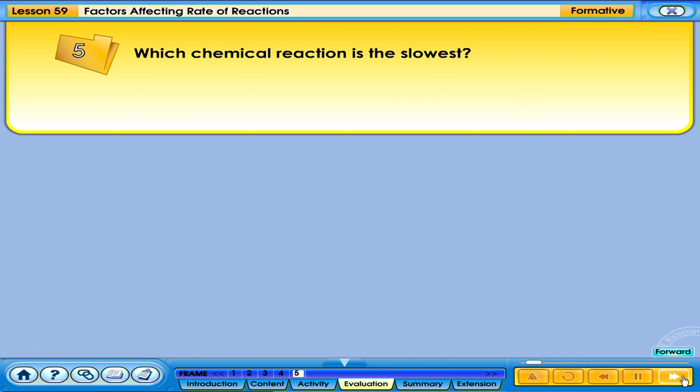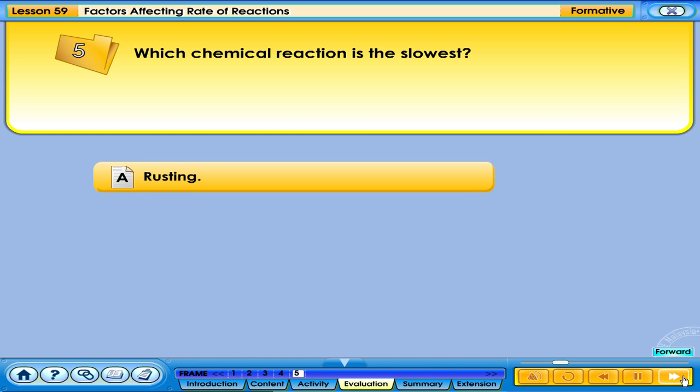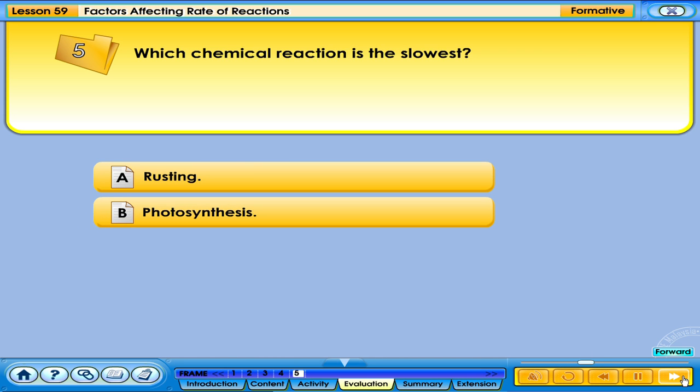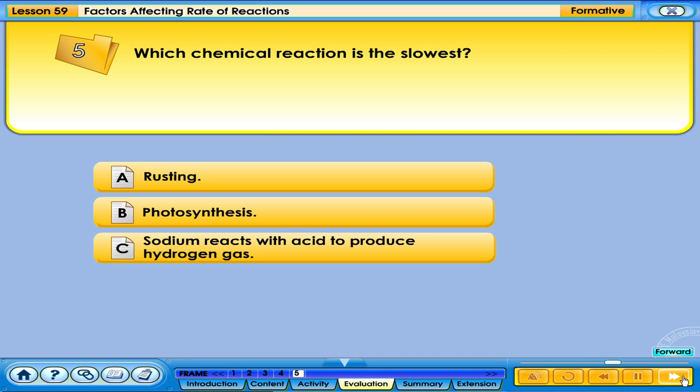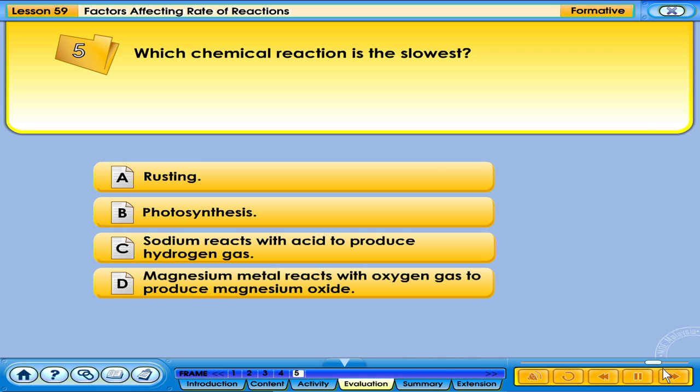Which chemical reaction is the slowest? A. Rusting. B. Photosynthesis. C. Sodium reacts with acid to produce hydrogen gas. D. Magnesium metal reacts with oxygen gas to produce magnesium oxide. Your answer is correct.